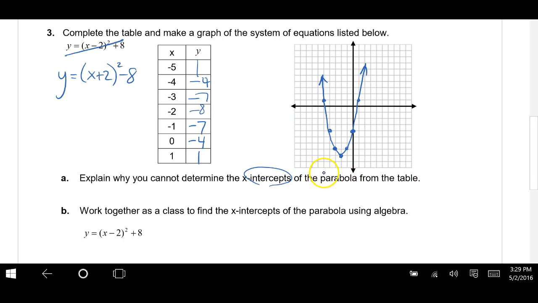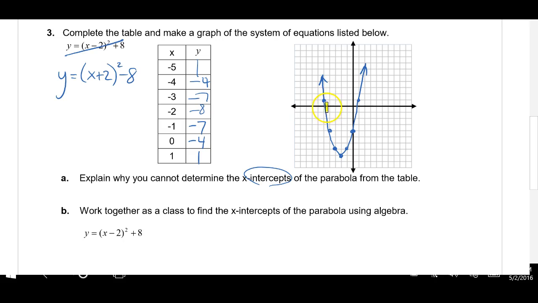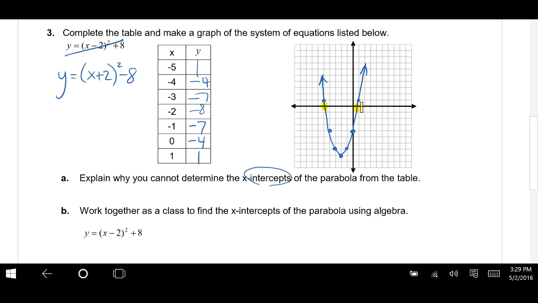Now the question is, why can we not find the x-intercepts from the parabola or the table? If I look at the table, to find the x-intercepts I have to look for a point where y is 0, and none of these points have y equal to 0. So I can't see the x-intercept there. In the graph, the x-intercept is right here, and I'll highlight it. It's right there, and there's another one there. The problem is that it crosses between negative 5 and negative 4, so it's not an exact whole number.